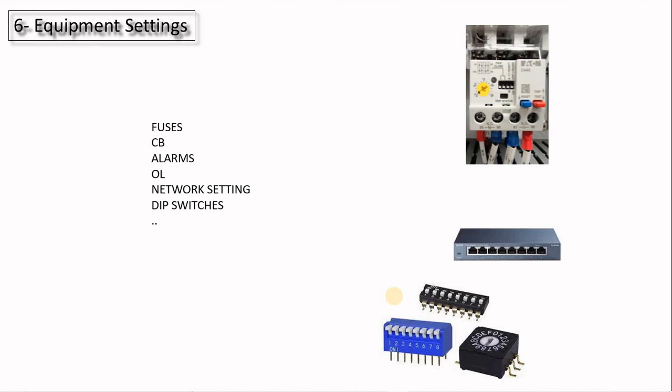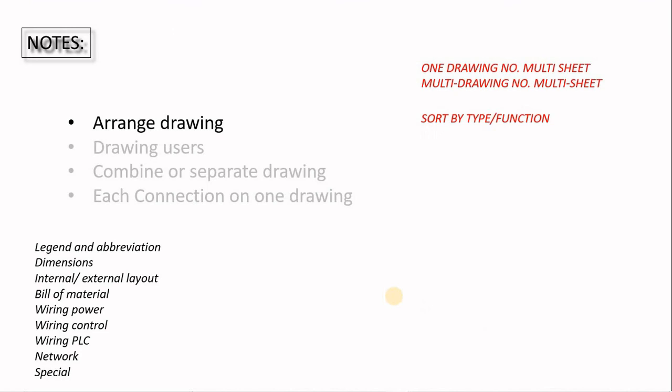The next drawing is the equipment setting. You may argue that you don't need it or you need it. You may list all the fuses, the circuit breakers, alarms, overload setting, network setting, dip switch setting. Don't forget that this drawing is not only for the cabinet manufacturing, but it will live as long as this cabinet lives and works. So it will be used for the maintenance as well.